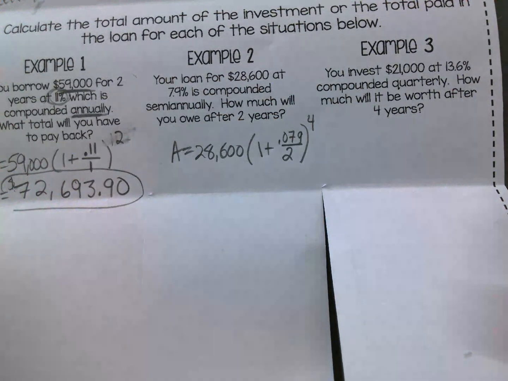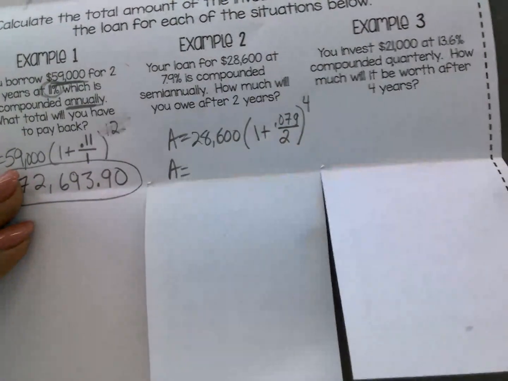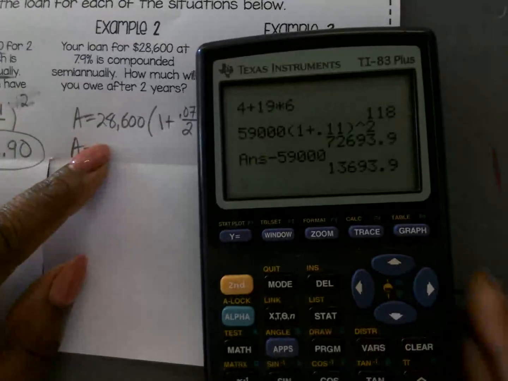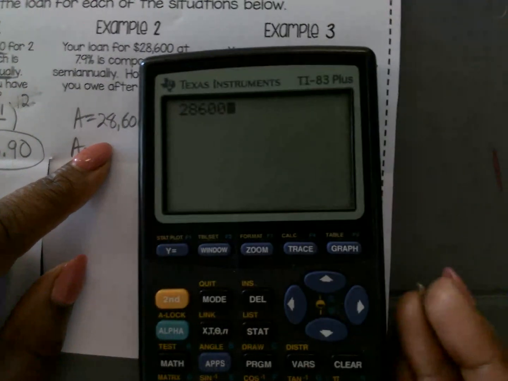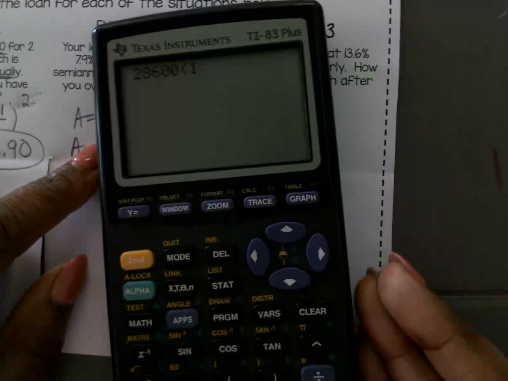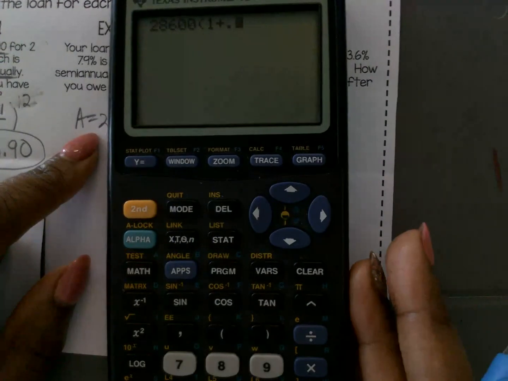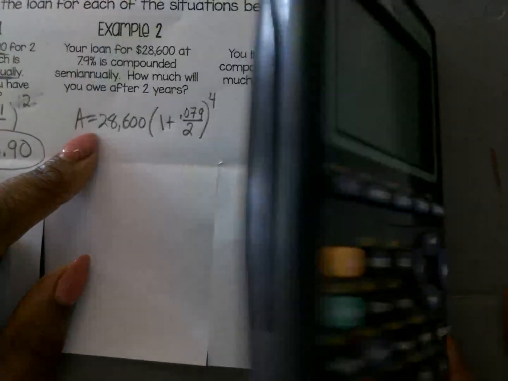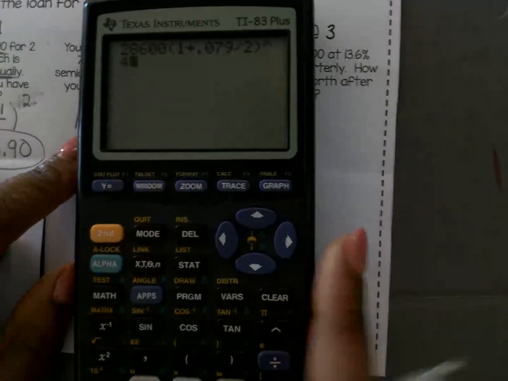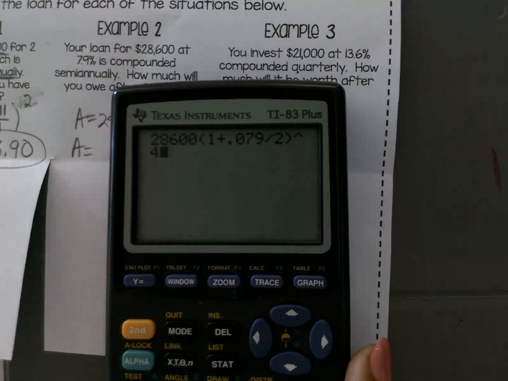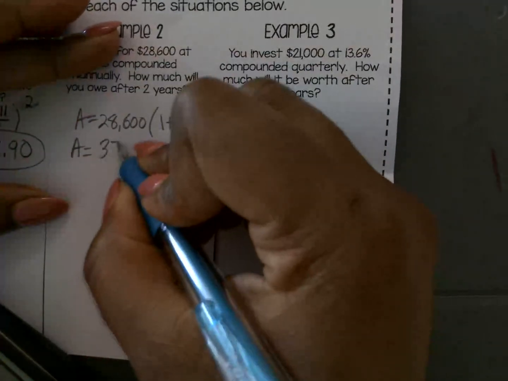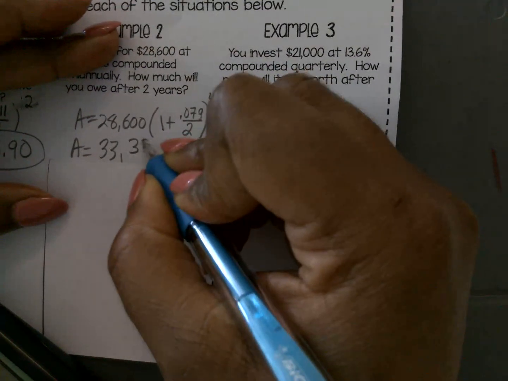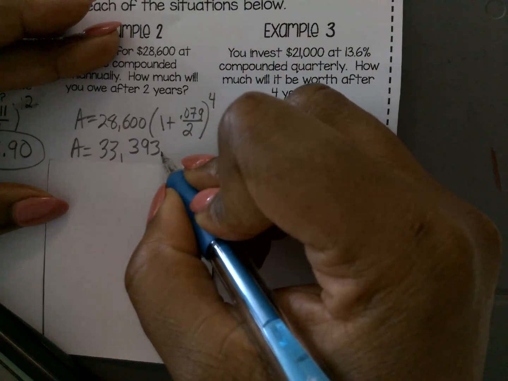Okay, perfect. So now we're going to figure out the amount of money. Let's type this in just like this: 28,600, parentheses, 1 plus 0.079 divided by 2, close the parentheses, and then caret key 4. How much money did y'all get there? Very good. $33,393 and 60 cents.